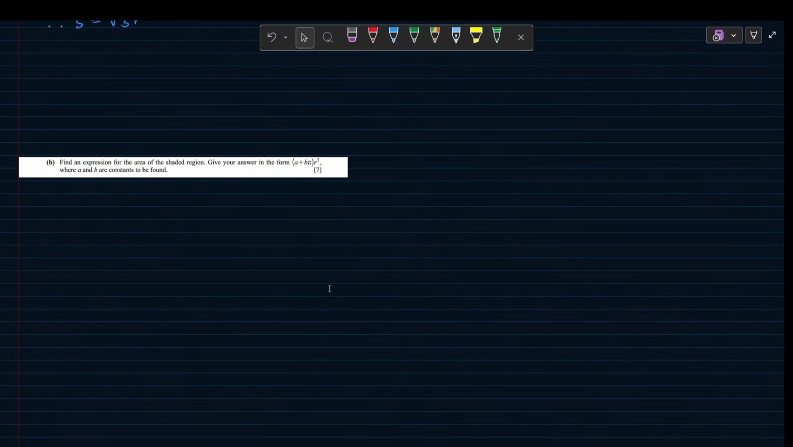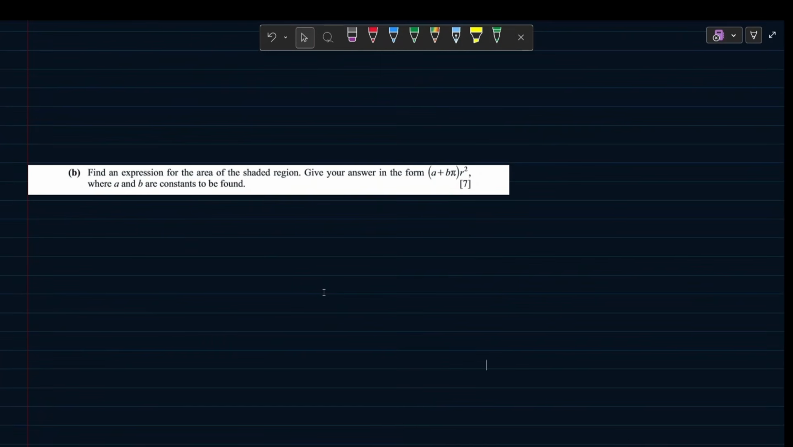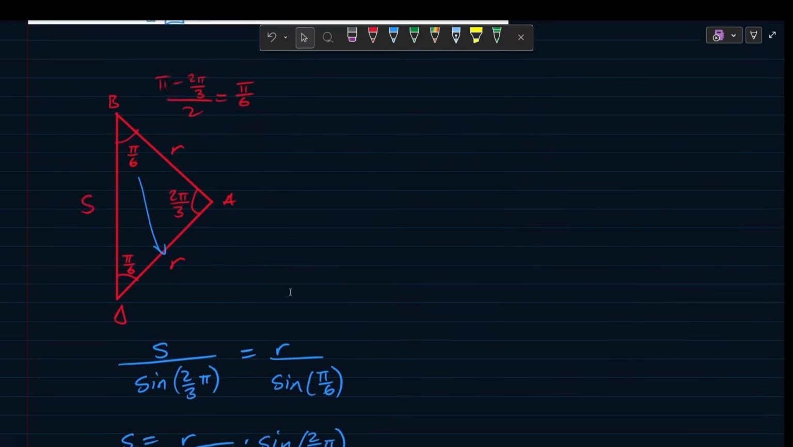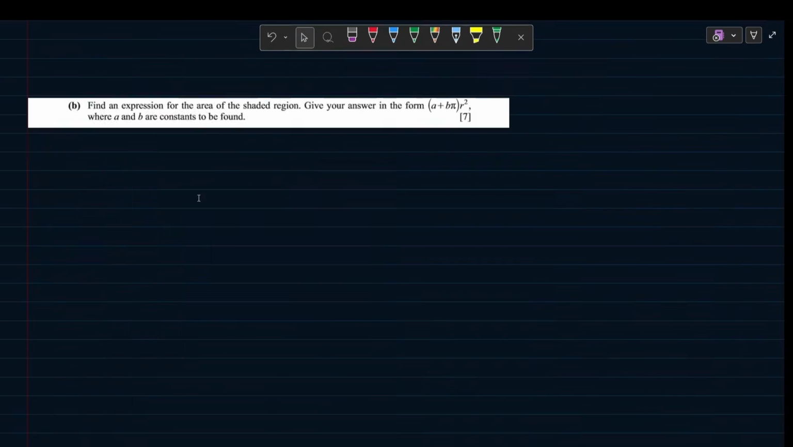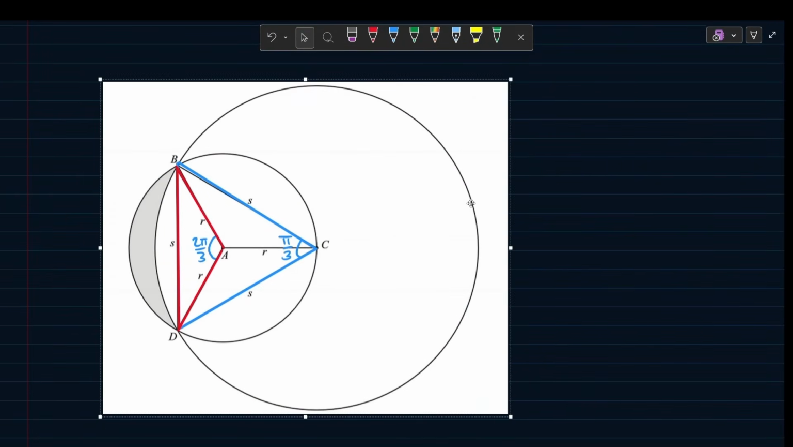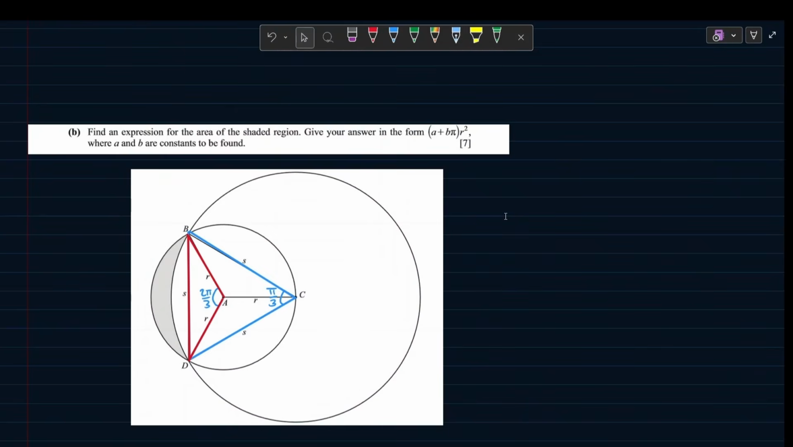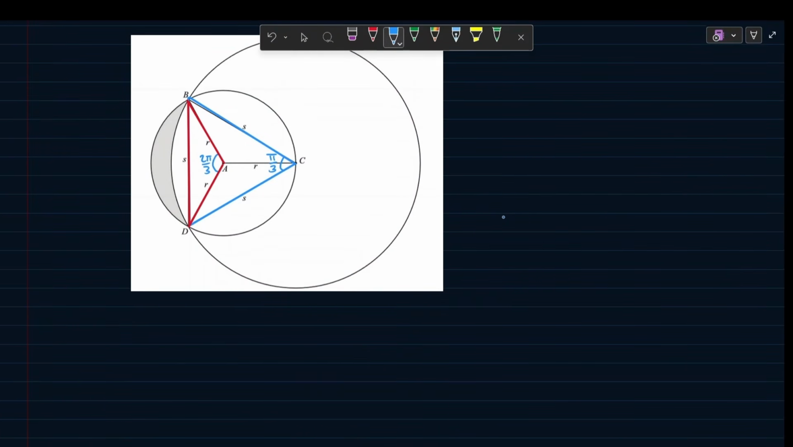Now in part B, we are required to find an expression for the area of the shaded region. Give your answer in the form a plus b pi r squared, where a and b are constants to be found, for 7 marks. So let's just copy our diagram here. And so what we want to do is to come up with an expression for the area of the shaded region. So I hope you can see that if we do the circle with center A, so that's this circle here, that's going to be our starting point. And then we're going to subtract shapes from there to get what we want, which is the shaded region.